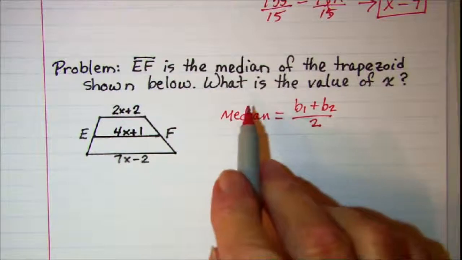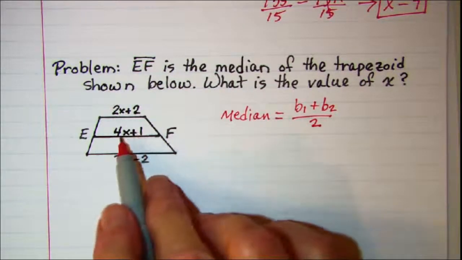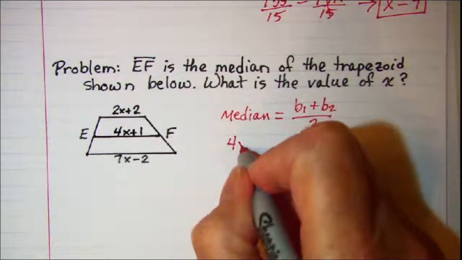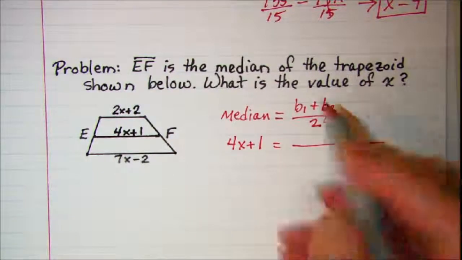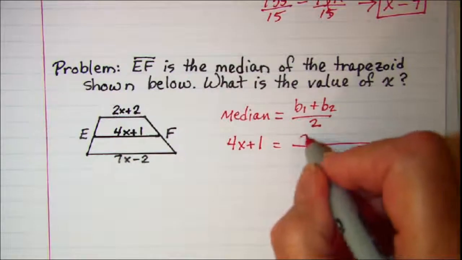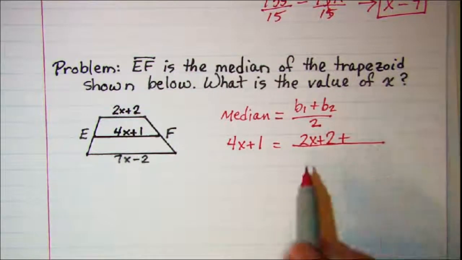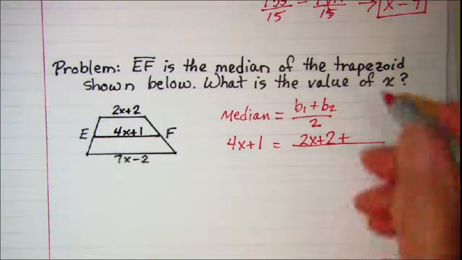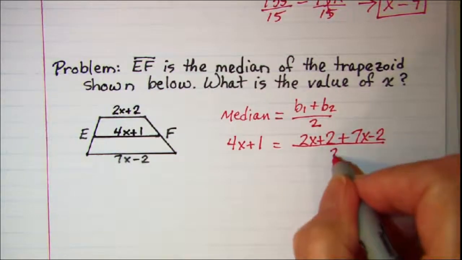So let's go ahead and put the expressions in that we know. We know the median is 4x plus 1, so we can put that here. Base 1 is 2x plus 2. And we're going to add that to base 2, which is 7x minus 2. And then we have to divide by 2.